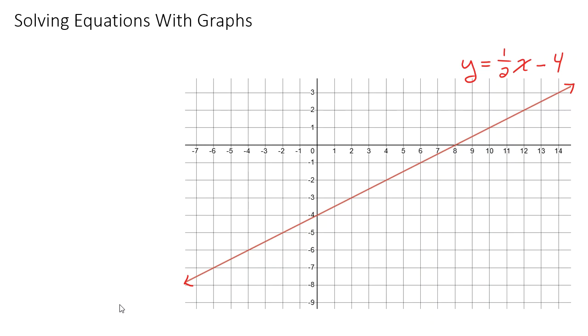In this video, we're going to look at how to solve an equation with its graph. So the first example we have is the graph of the line y equals 1/2 x minus 4. So let's say we were asked to solve the equation -1 equals 1/2 x minus 4.